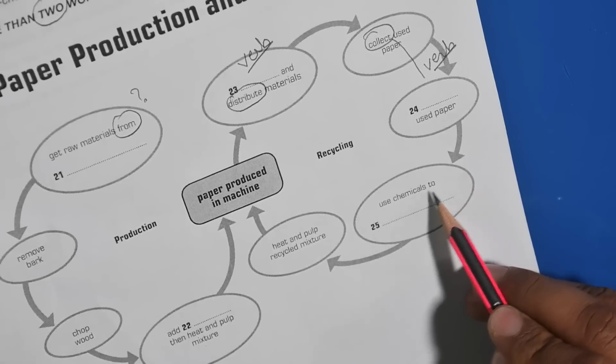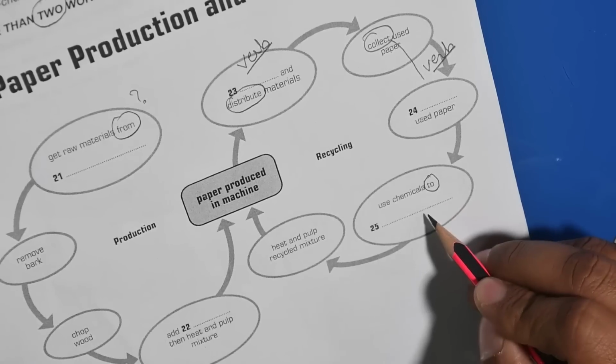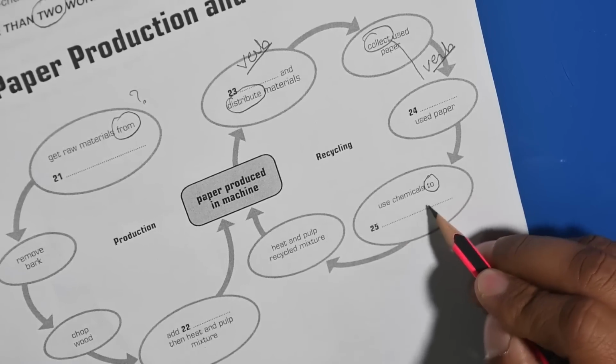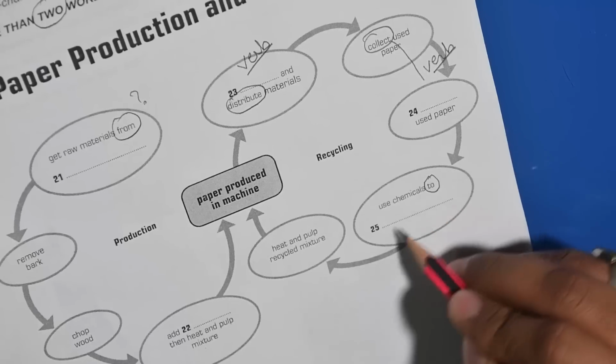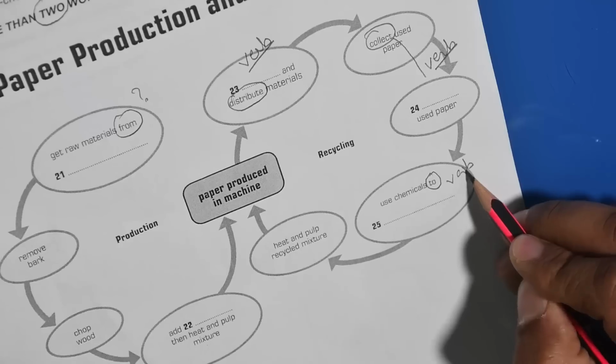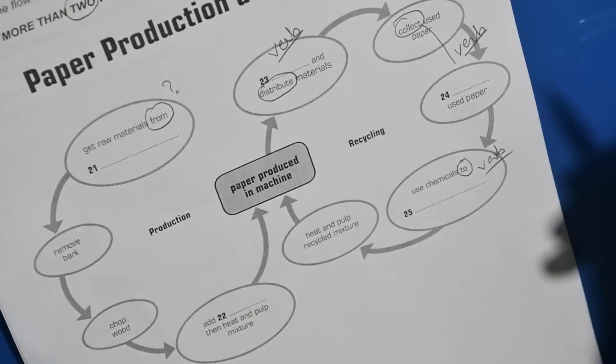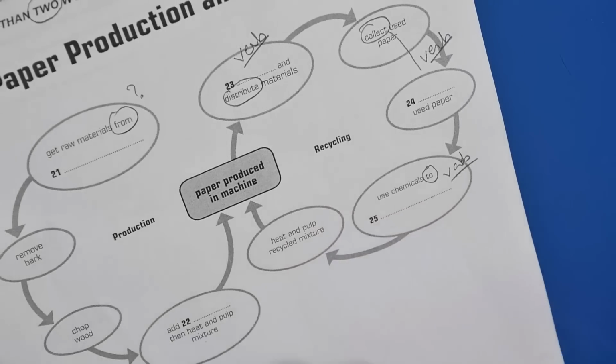Then use chemicals to. Now to means there's going to be a verb infinitive. Use chemicals to dry, to prepare, to polish, or to something. Again it's going to be a verb. After that, heat and pulp recycled, and that's it, I think. Yeah, so this is how it's going to go on.